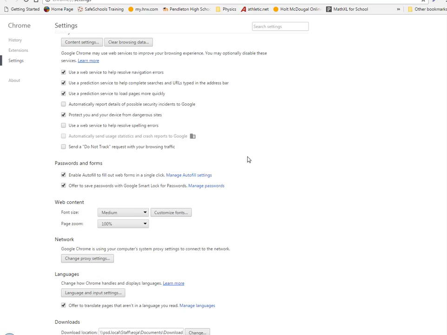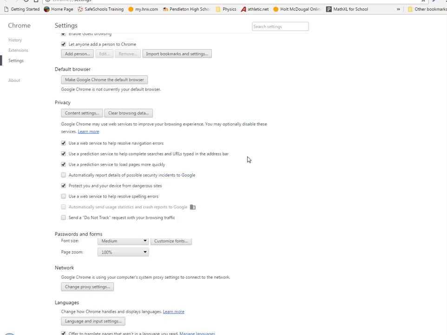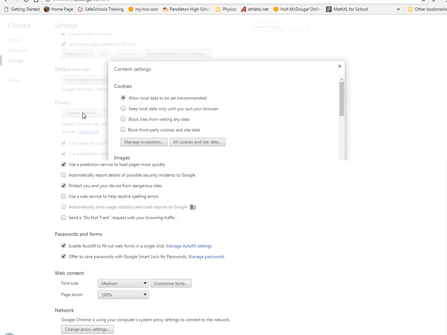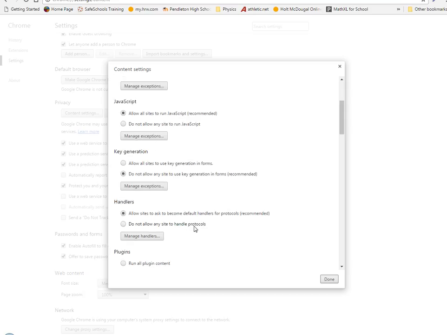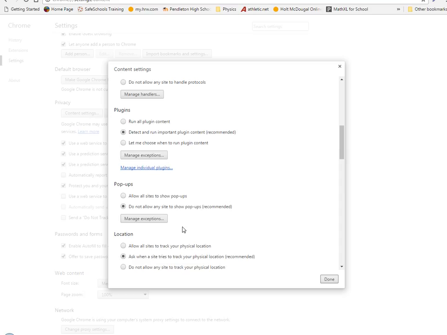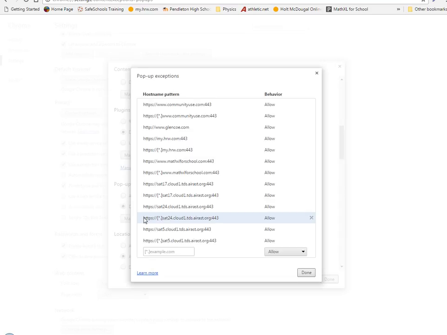It would be nice to do faster. So where is that? Pop-ups. What do you need the pop-ups for? Content settings. Pop-ups, manage exceptions. And this is math stuff. It's already allowed. Math Excel for school, it's right there. Well, yeah, it is. Huh.